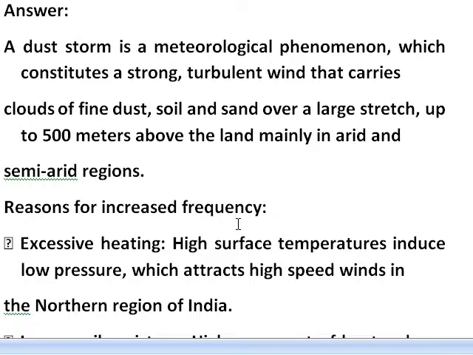A dust storm is a meteorological phenomenon which constitutes a strong turbulent wind that carries clouds of fine dust or soil and sand over a large stretch, up to 500 meters above the land, mainly in arid and semi-arid regions. Reasons for increased frequency: excessive heating, high surface temperature, induced low pressure, which attracts high speed winds, in the northern region of India.